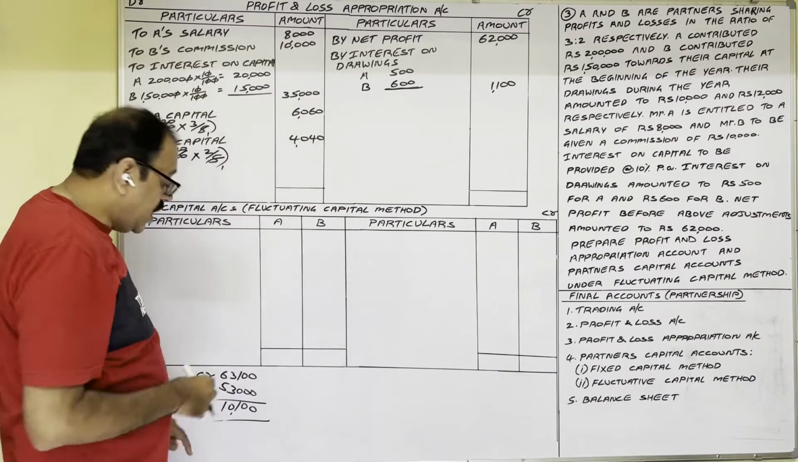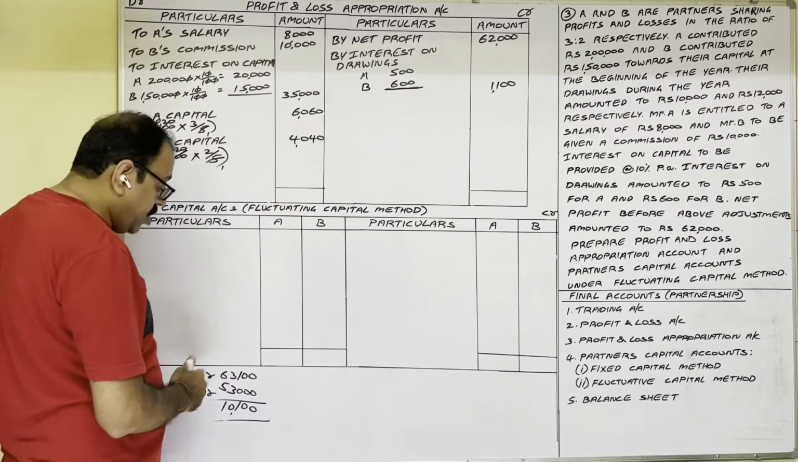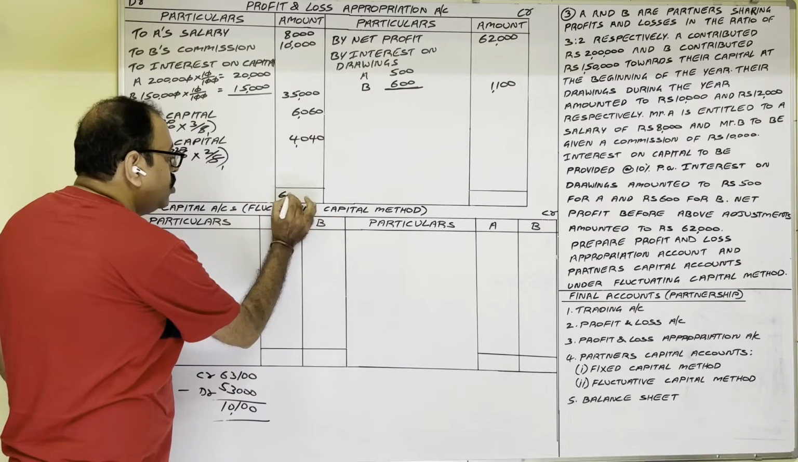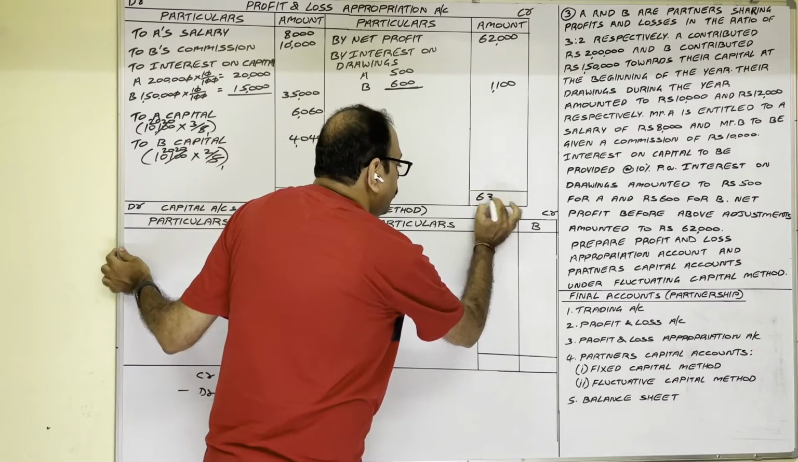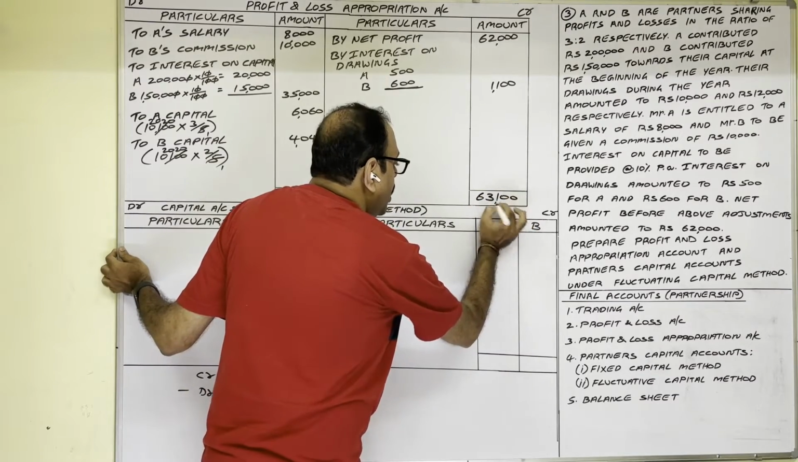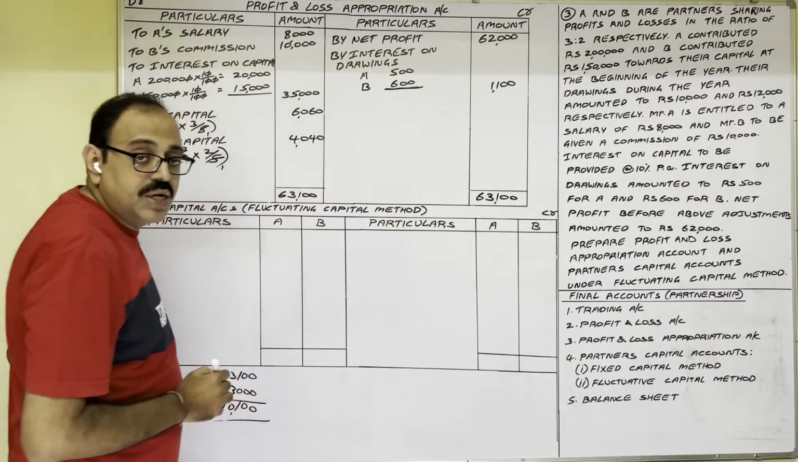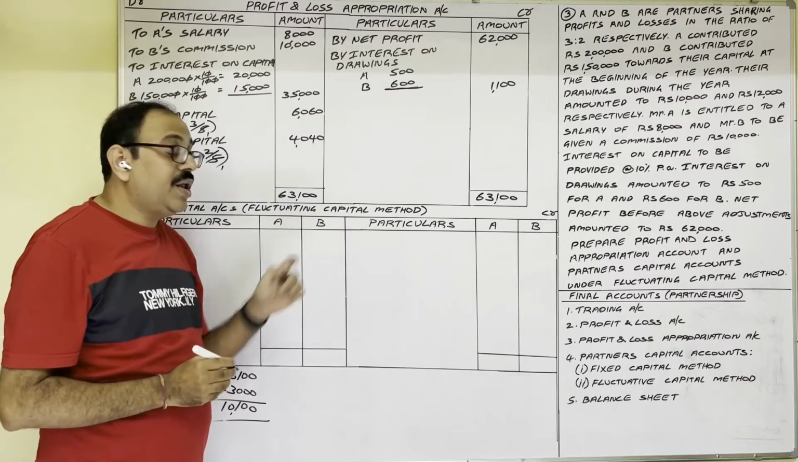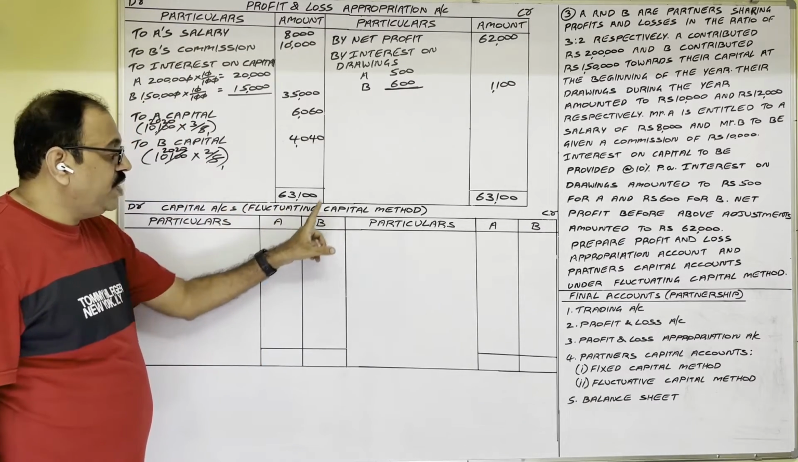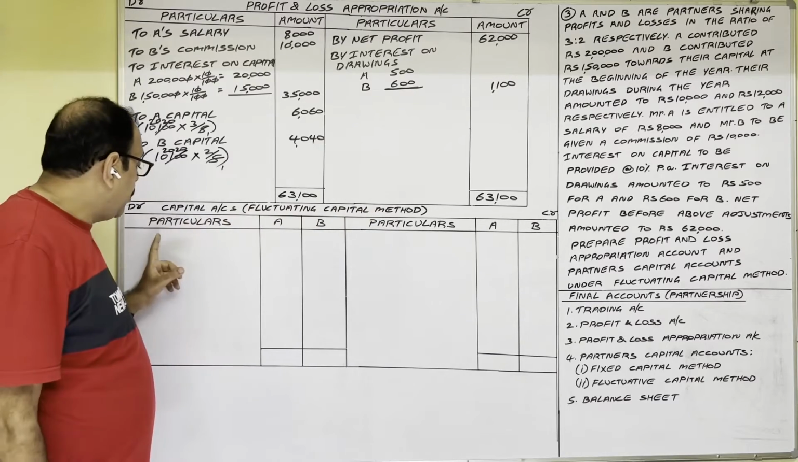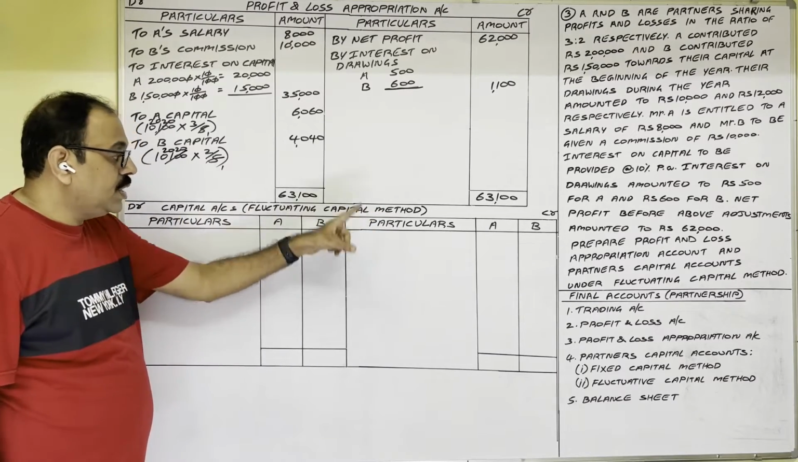And on the two sides, write down the highest total. Credit total 63,100. Credit side also same. With this, the profit and loss appropriation account is completed. Next, come to the capital accounts of the two partners. Capital accounts under the fluctuating capital method. Format is particulars A B, particulars A B.